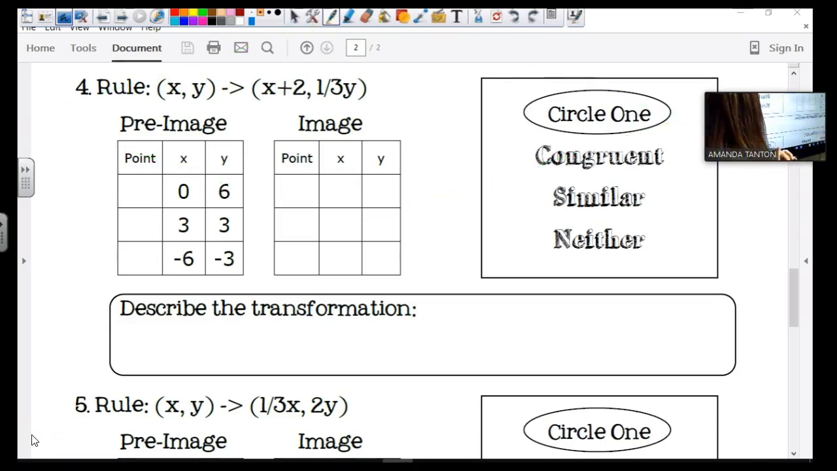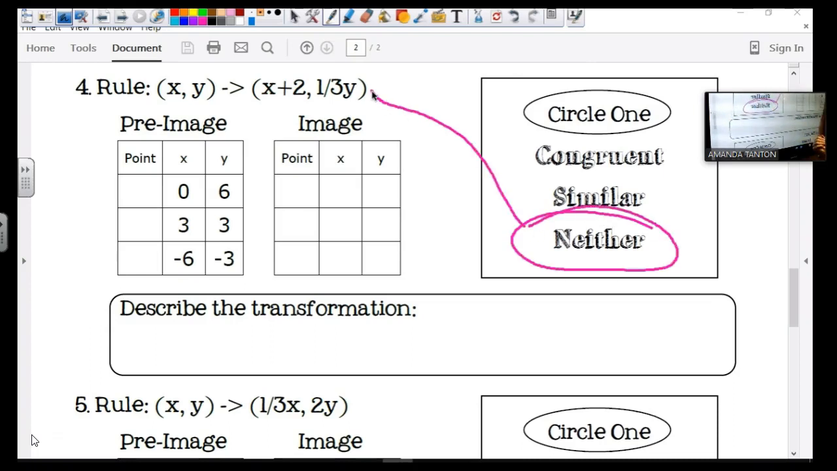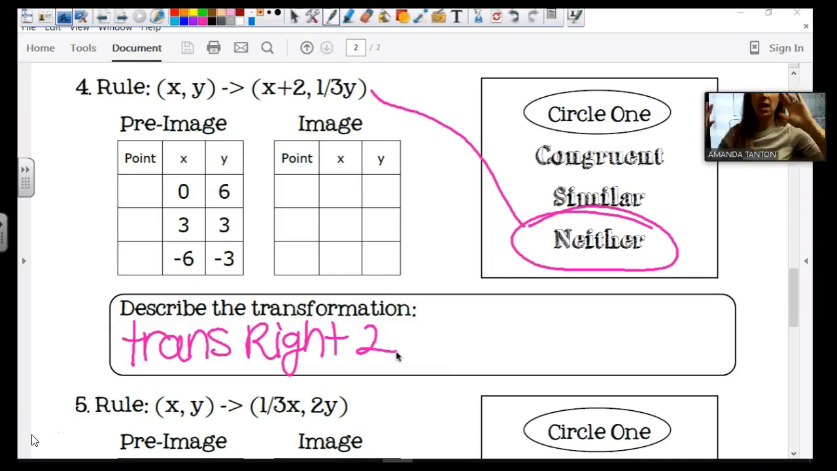Number 4, congruent, similar, or neither? Hopefully y'all got neither, because some funky things are happening. Let's write down what happened. Name one thing that happened. It shifted right 2. So that's a translation. Where did we go? We went right 2. You have to have all those words. You have to say it was translated, so it was slide, and then where did you go? We went right. How many did you go?